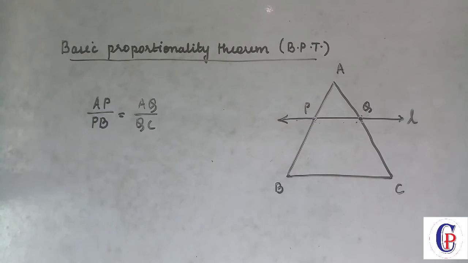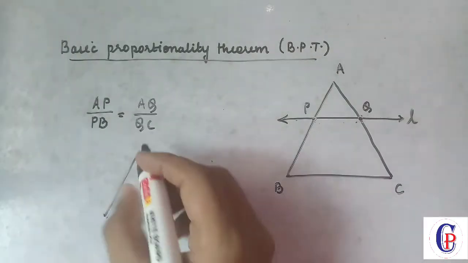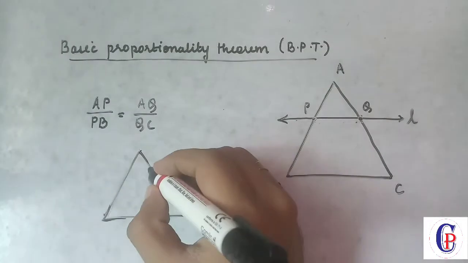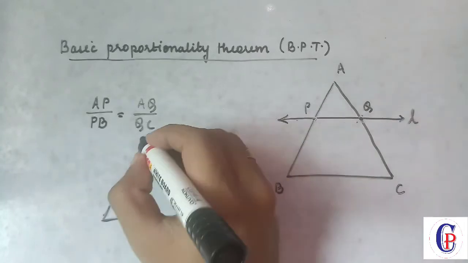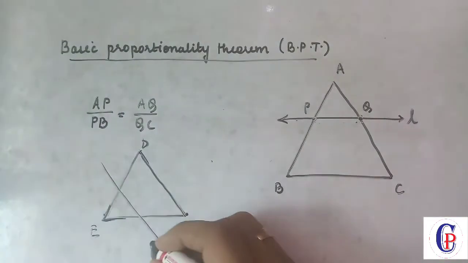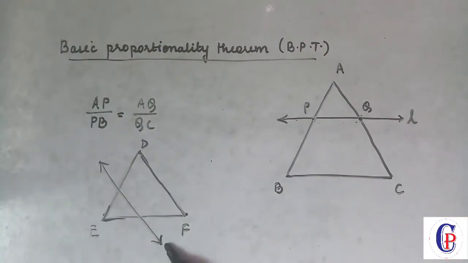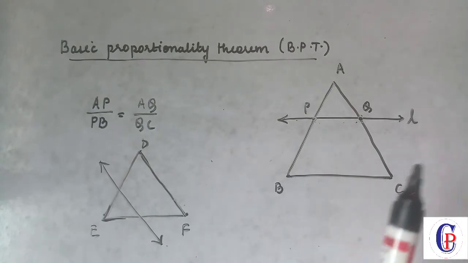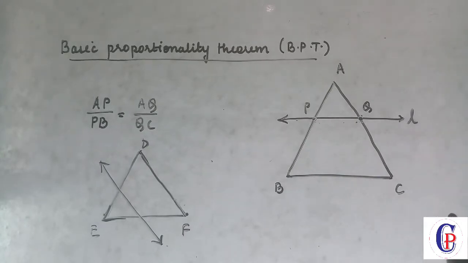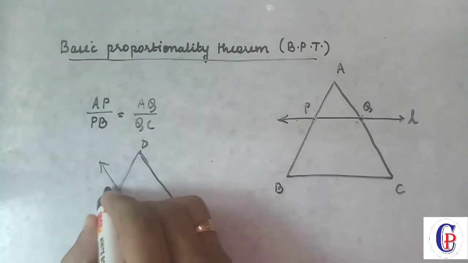The same BPT theorem can be applied to another triangle as well. Let us have a triangle and give it a different name, DEF. Now I will draw a line like this, parallel to DF. This is the necessary condition, that the line should be parallel to a side. It will be stated in the question, and when you see this, you should immediately recognise that this is a BPT question. Now let it intersect in points X and Y.